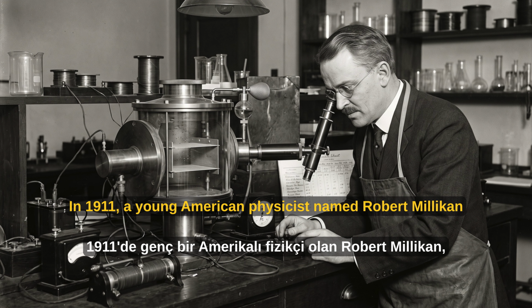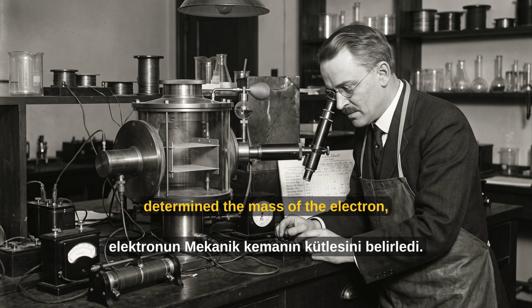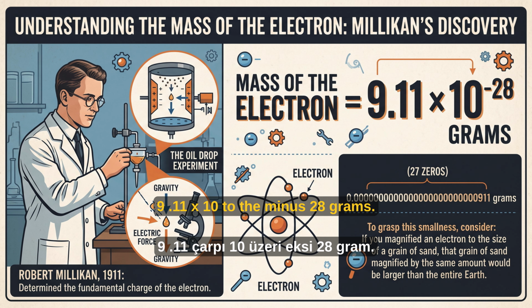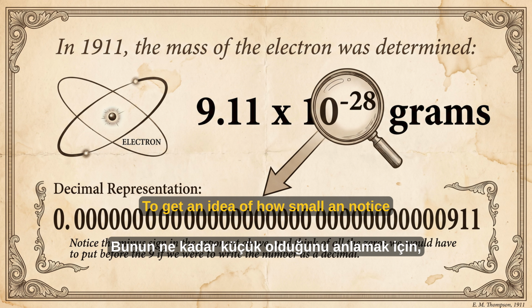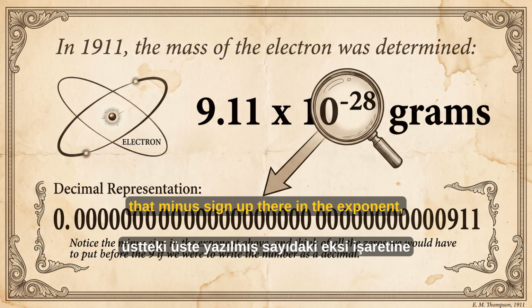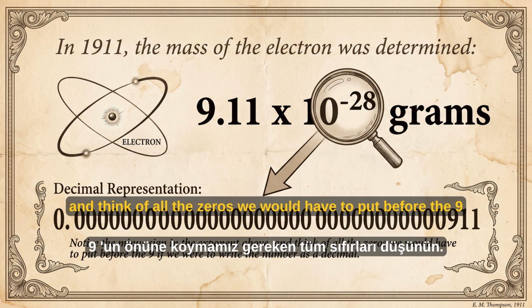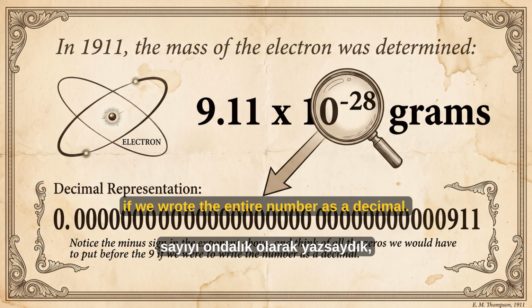In 1911, a young American physicist named Robert Millikan determined the mass of the electron: 9.11 times 10 to the minus 28 grams. To get an idea of how small this is, notice that minus sign up there in the exponent, and think of all the zeros we would have to put before the 9 if we wrote the entire number as a decimal.